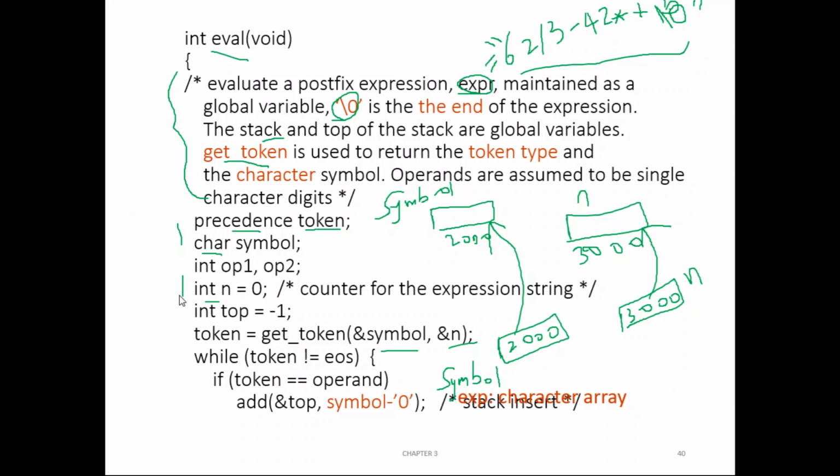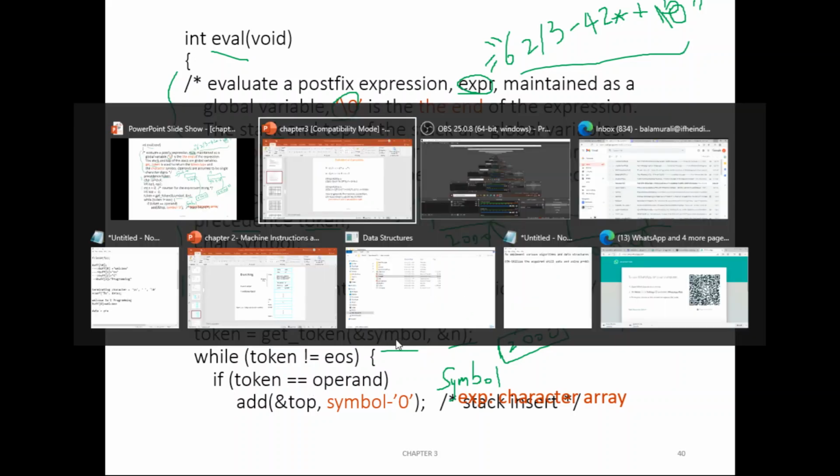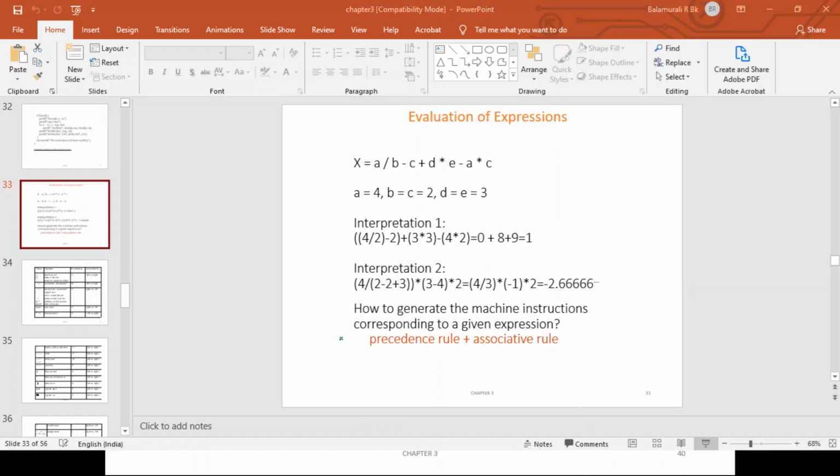Okay, so now go back here. Now you are passing the ampersand symbol and ampersand n. So get token of ampersand symbol comma ampersand n.